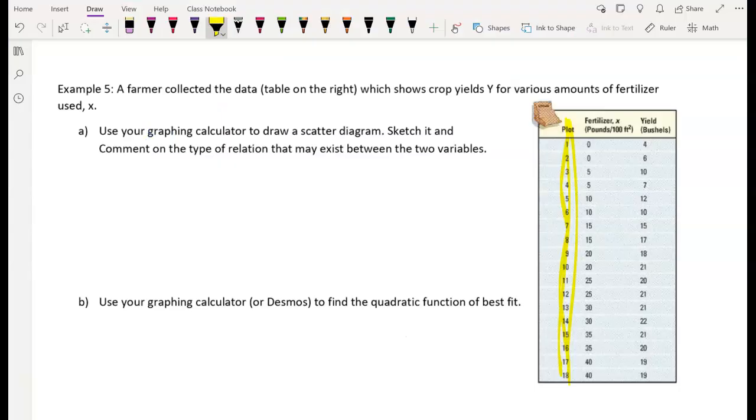Let's go back. Use your graphing calculator to draw a scatter diagram. Sketch it and comment on the type of relation that may exist between two variables. Okay, so we are going to sketch it. And when they say sketch it, I do want you to sketch it.